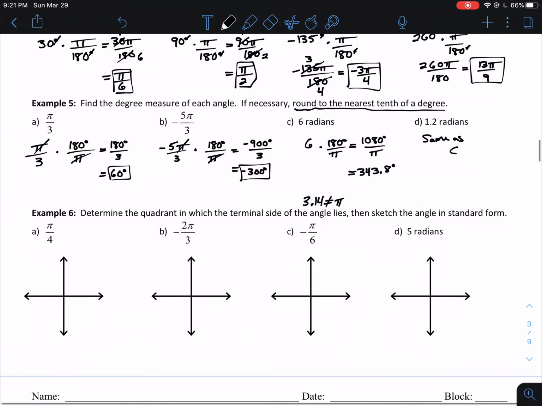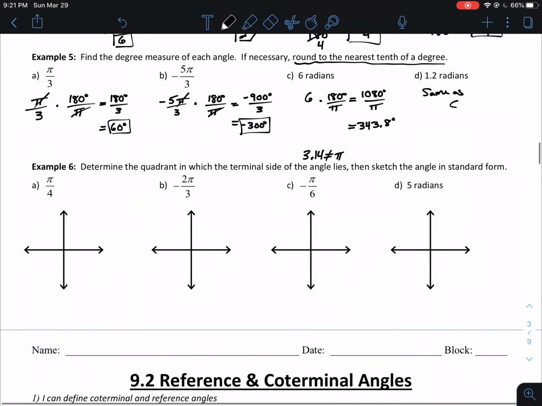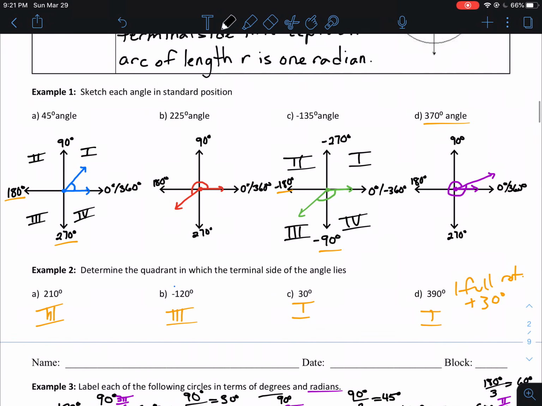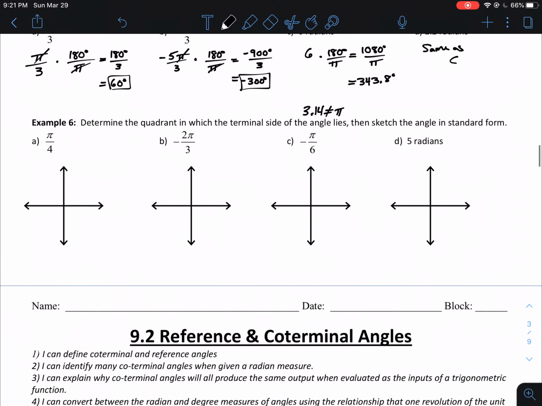One more part to this section, and then we'll be done with this first section of notes. So for example 6, it asks us to determine the quadrant in which the terminal side of the angle lies, and then sketch the angle in standard form. You'll notice that this is similar to what we did back on example number 1, where we sketched each angle in standard position. The only difference is now we're going to sketch them in radians, so a little bit different.